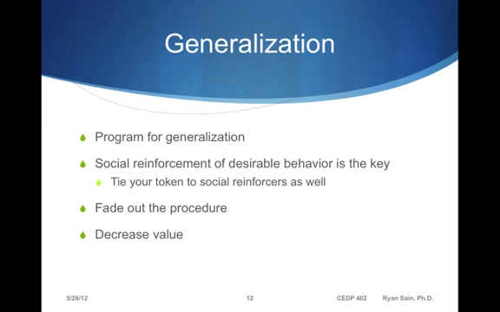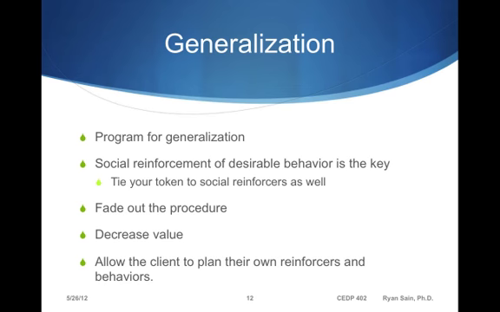Fade out the procedure. Make it go away, and do it slowly. If you do it too quick, it'll crash on you. So when I've done token economies, I tend to start small and just slowly fade things out. Decreasing the value of the tokens, either in terms of how many they earn for the particular behavior. Maybe they have to do the behavior 3 or 4 times before they earn a token for it now, or maybe you have to spend more tokens in order to get the same toys or whatever the backup reinforcers are. Those types of things.